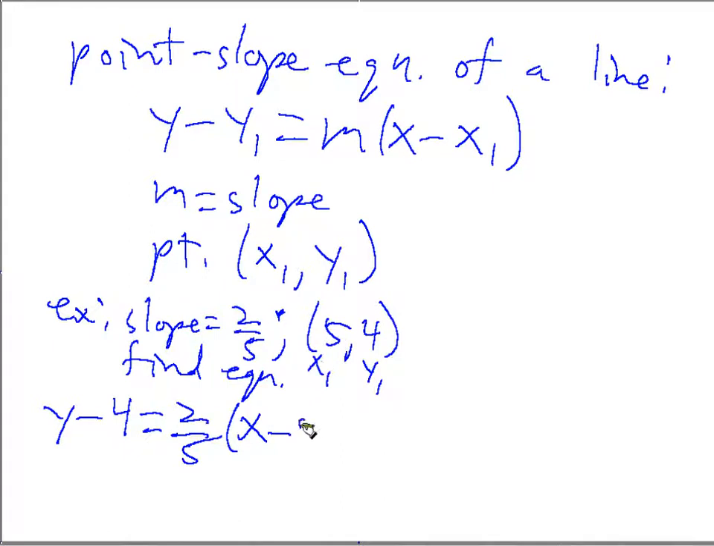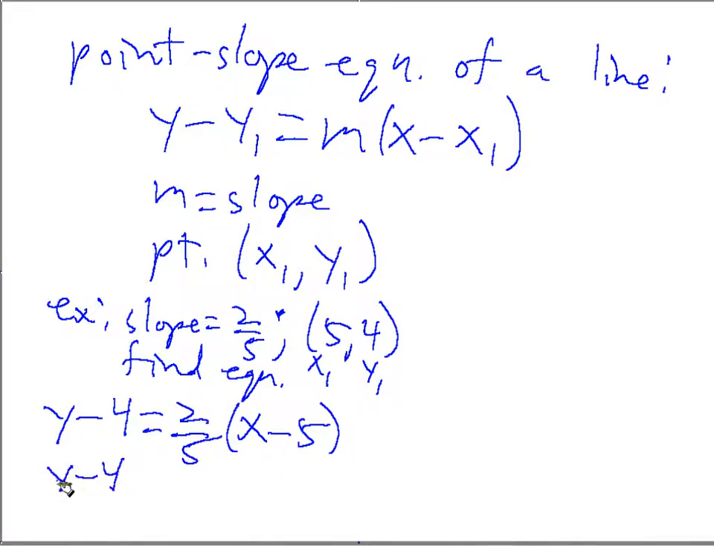What's x1? That's 5. In this case we keep x and y as variables for the point slope equation. So y minus y1, which is 4, equals 2/5 times x minus x1, which is 5. This is the point slope equation of this line, but your final answer has to be in y equals mx plus b form. So solve for y in this equation. Let's distribute the 2/5 and simplify the right-hand side first.